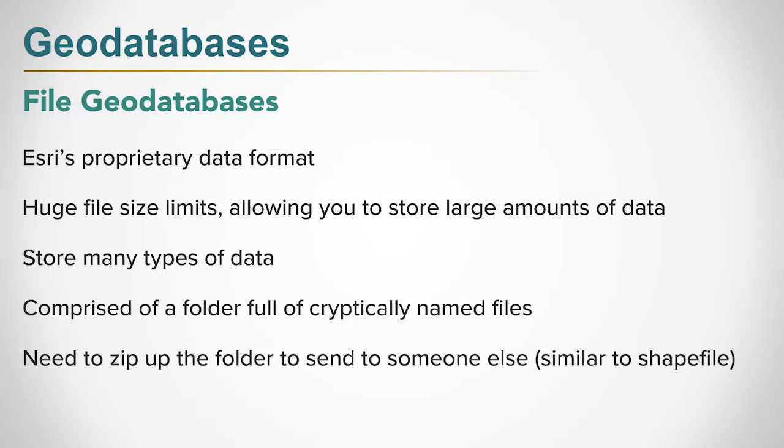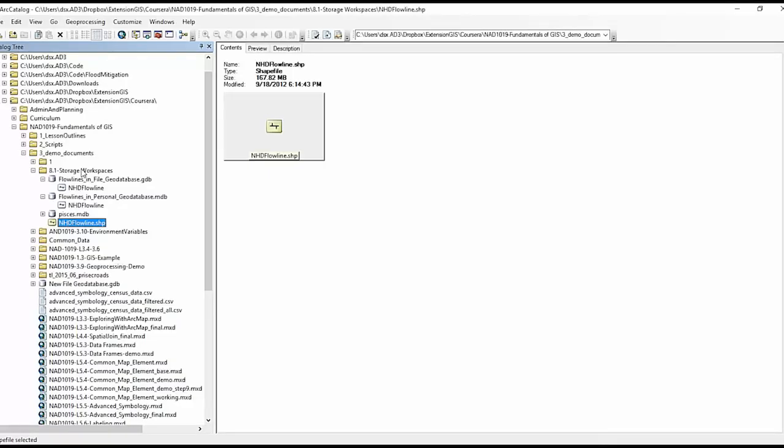Should you want to send this geodatabase off to anybody else though, you should right-click on the folder and zip it up. And then you could send off the zip file to other people to decompress and then use the geodatabase. In general, both personal geodatabases and file geodatabases use less disk space for the same data compared to shapefiles.